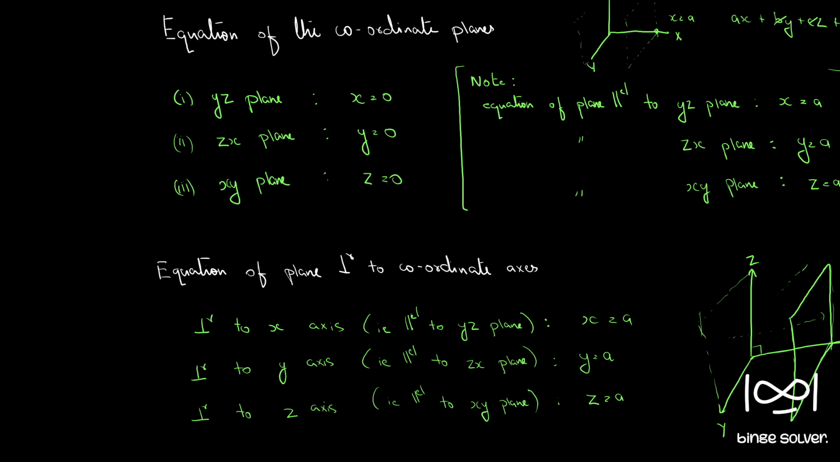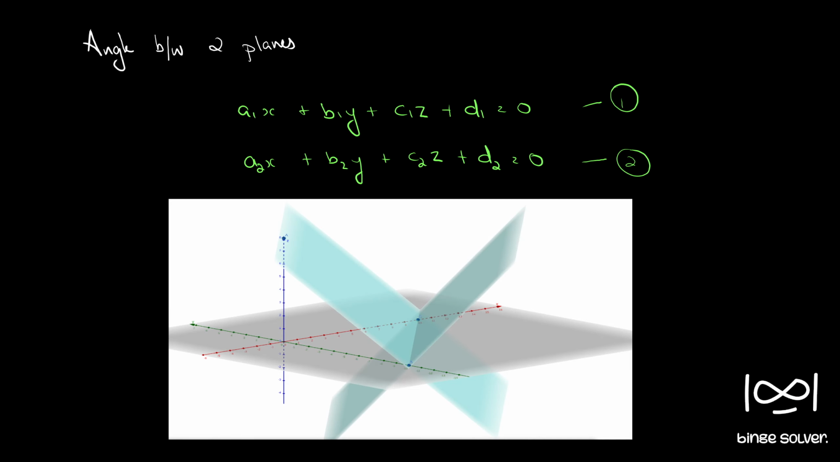Next topic is angle between two planes. So we have two planes here. Let the equation of the two planes be a1x plus b1y plus c1z plus d1 equal to 0, and a2x plus b2y plus c2z plus d2 equal to 0. I have drawn two random bisecting planes here.